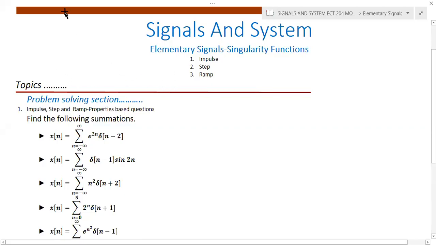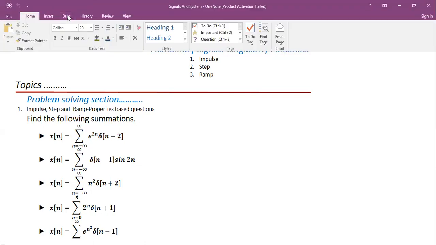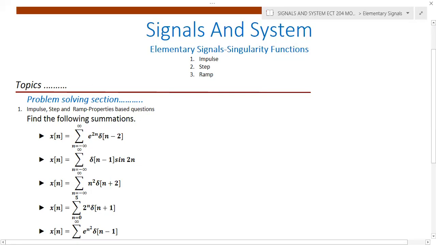So in this particular lecture, we will discuss some problems related to impulse signal, discrete time impulse signal, and we'll see how we can apply the properties of impulse in this particular problem.